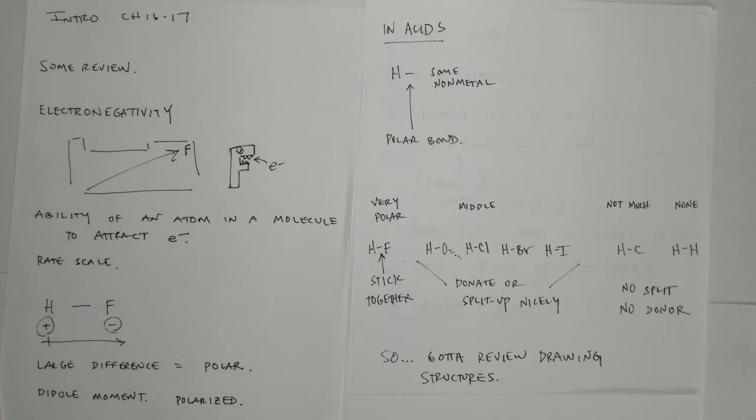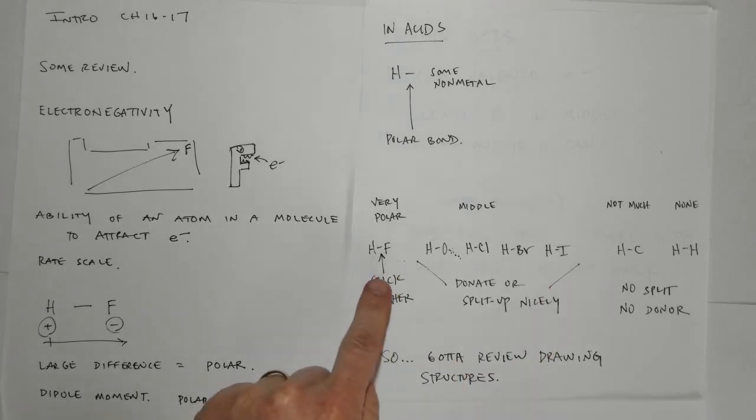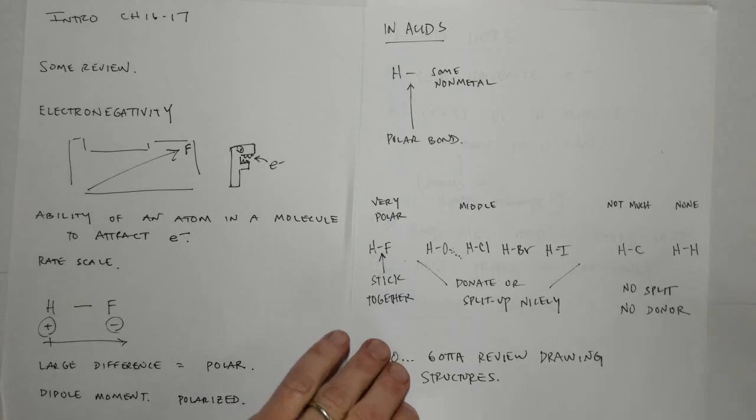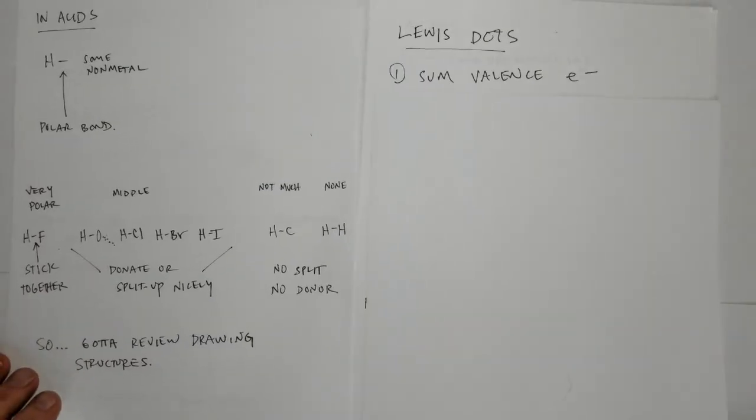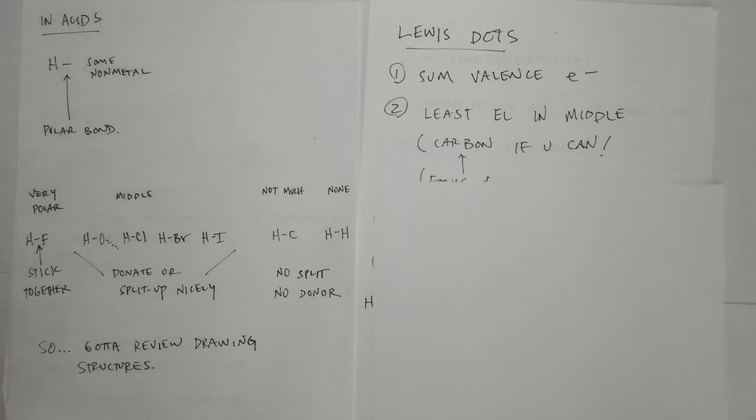So we got to review some drawing of Lewis electron dot structures, because your ability to draw these types of things and determine how polar the bond is helps you decide lots of things about acids. So here's just a quick summary once again on how to draw Lewis electron dot structures. Sum of the valence electrons. The least electronegative atom goes in the middle. Carbon if you can, because remember carbon always wants to form 4 bonds.